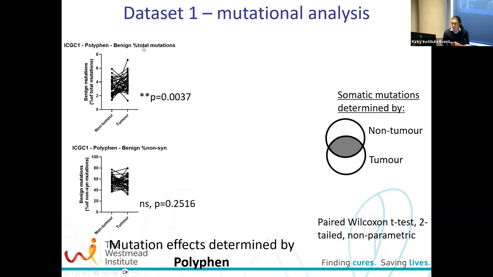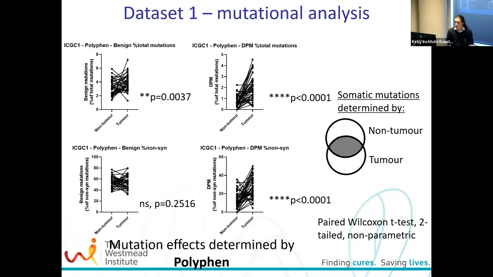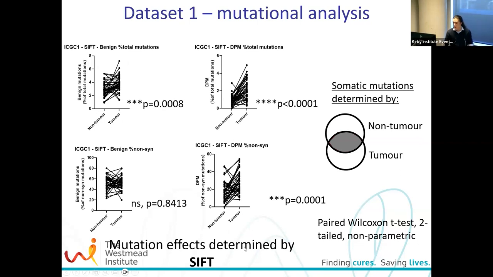When we looked at the benign mutations, we didn't see much difference as a percentage of total mutations, a slight increase. So what we did then is normalize based on non-synonymous mutations, because we thought the tumor is going to accumulate more non-synonymous mutations. When we looked at DPMs, however, there was a highly significant increase, and that's using the algorithm called PolyPhen. But when we used the other software, it was also increased. So it was a fairly robust finding.